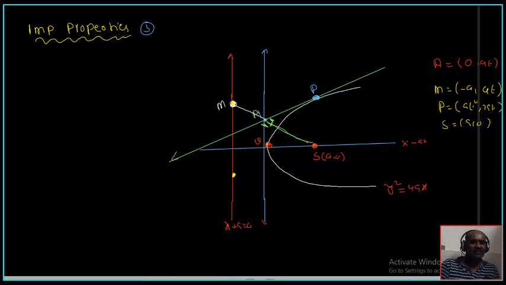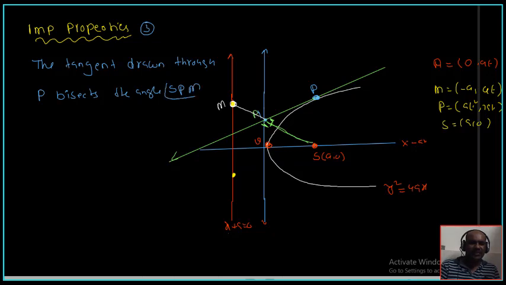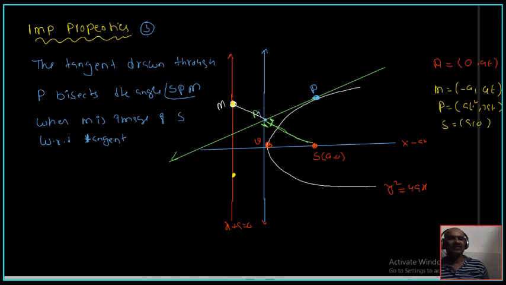Now I will write what that is. The tangent drawn through P bisects the angle SPM, where M is the image of S with respect to the tangent. Tangent means the tangent drawn through P. Another very important property, this one.